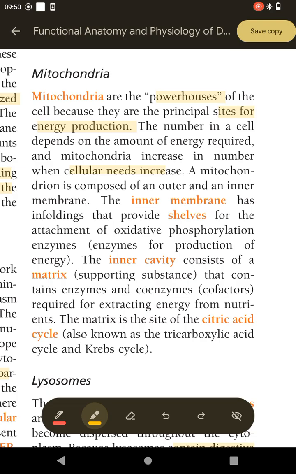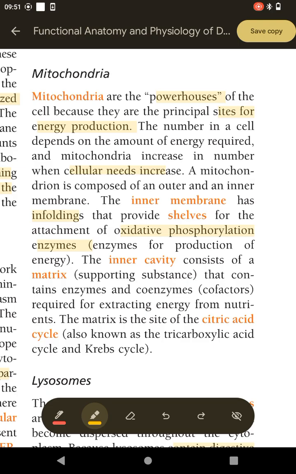Mitochondrion is composed of an outer and inner membrane. I'm talking about the structure of the mitochondria. The inner membrane has enfoldings, called cristae, that provide sites for attachment of oxidative phosphorylation enzymes. These enzymes have a role in the production of energy, like ATP.